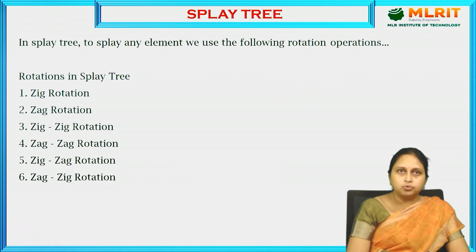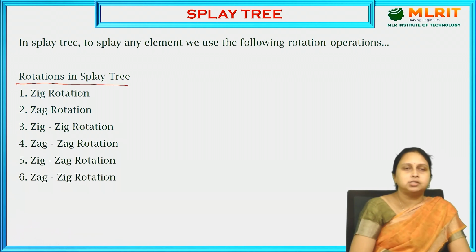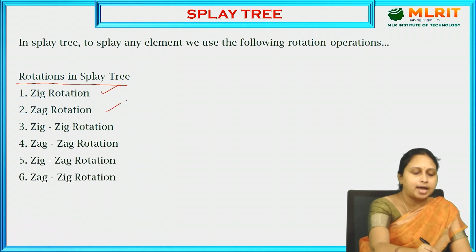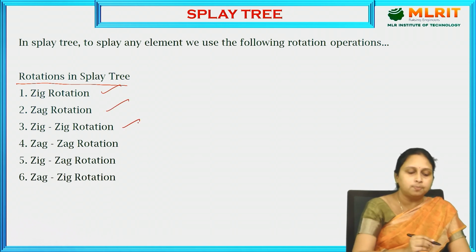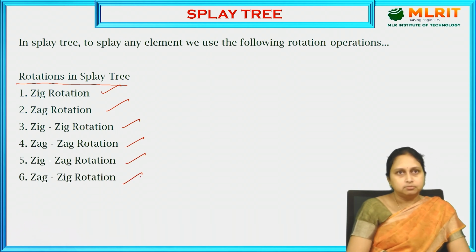Now, to get that element nearer to the root or to make it the root of the tree, we need to perform some particular rotations. What are the rotations here? Mainly in a splay tree we have zig rotation, zag rotation, zig-zig rotation, zag-zag rotation, zig-zag rotation, and zag-zig rotation. These rotations are similar to our AVL tree rotations, as we have discussed in the AVL tree, but the names are a little bit changed.